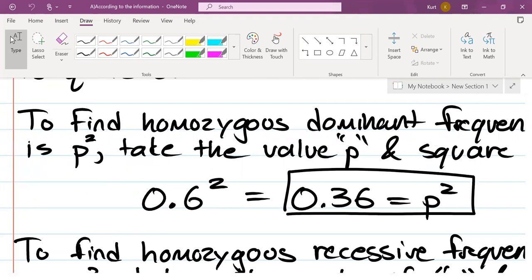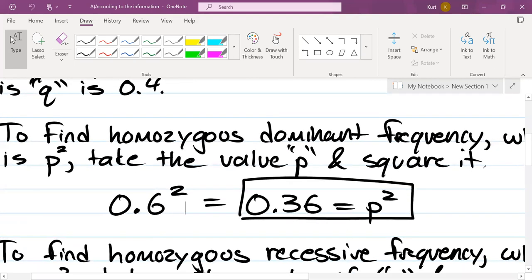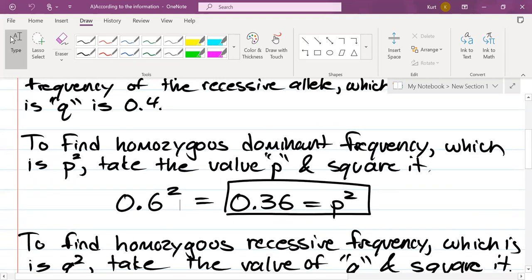Then I go on to say, all right, here's what I'm going to do. To find the homozygous dominant frequency, which is P squared, take the value of P and square it. So I show my work. 0.6 squared equals 0.36 equals P squared.